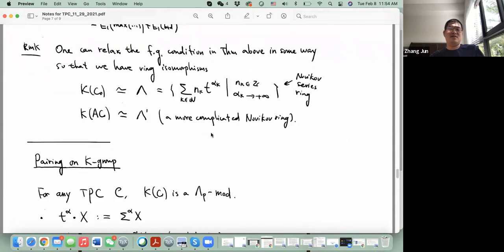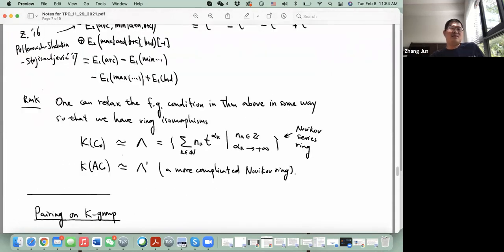Okay, so this is a nice thing, and you can relax the condition. The condition I put here is that, because everything is a finite generator, it's a polynomial. If you do not put the condition that everything is finite index, you have infinitely many degrees. That corresponds to the Novikov series, which also appears very often in symplectic geometry. And we have this correspondence between the K group and this Novikov series.